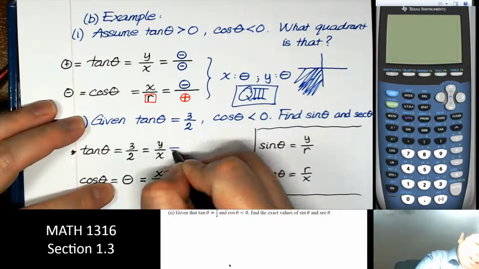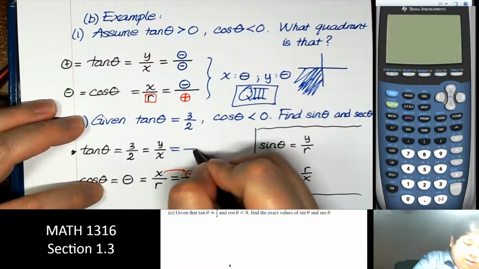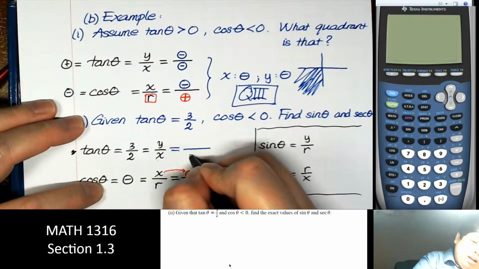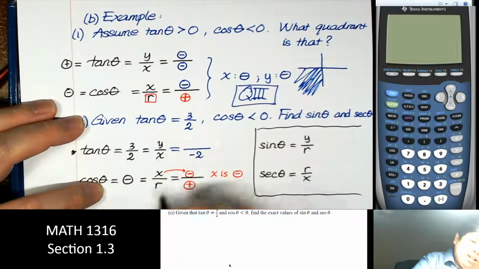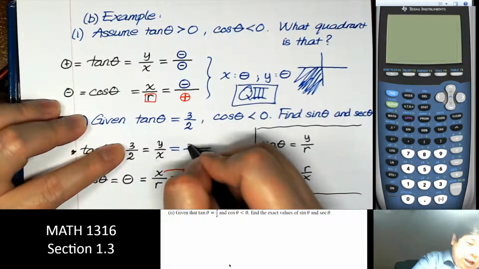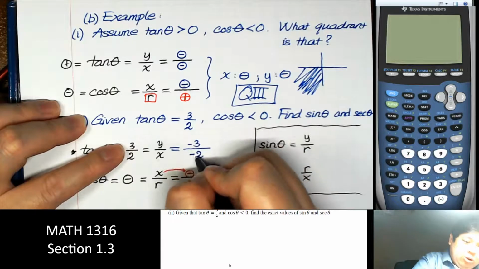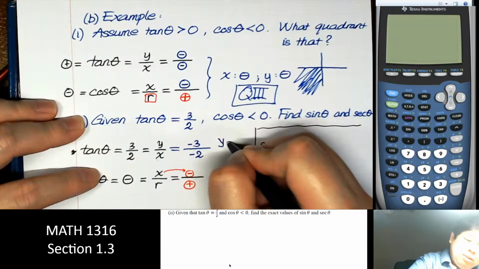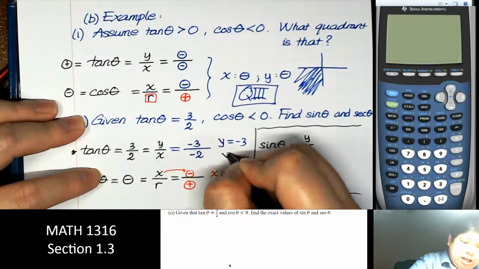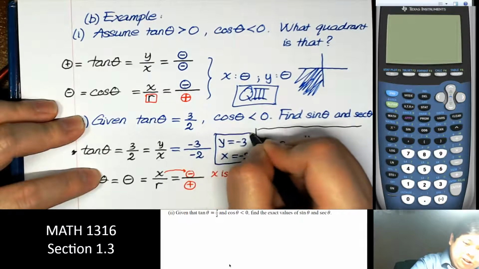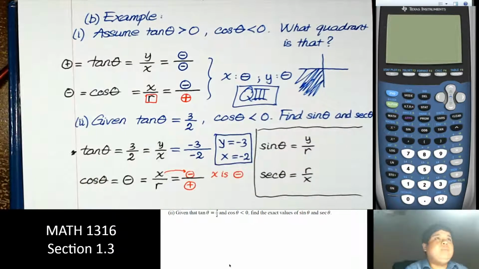Now, if x is negative, this has to be negative 2. And in order to be equal to 3/2, we have negative 3 over negative 2 is 3/2. So in this case, y is negative 3 and x is negative 2. So those are the reasoning that we have to make.